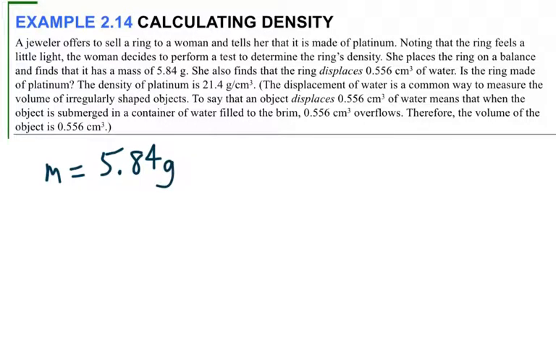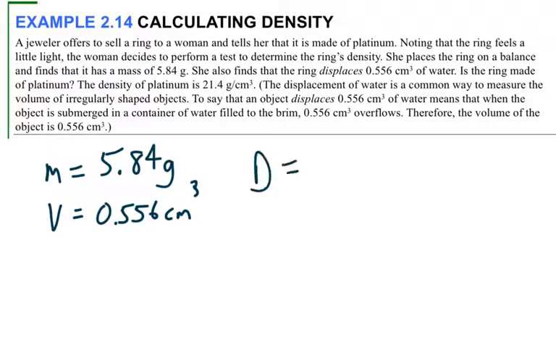Now, she also finds that the ring displaces 0.556 cubic centimeters of water. Now, we're going to be talking about the water displacement method in a moment, but that basically is a technique to figure out the volume that the ring occupies. And we'll go ahead and put here 0.556 cubic centimeters.